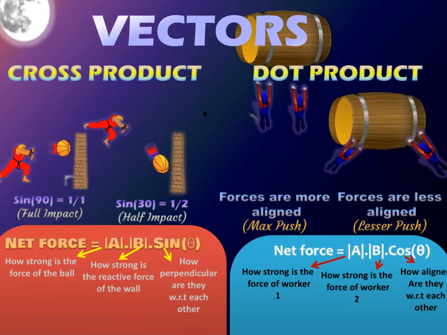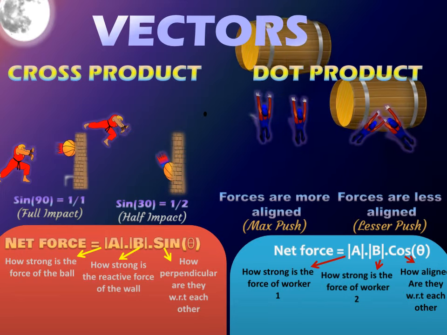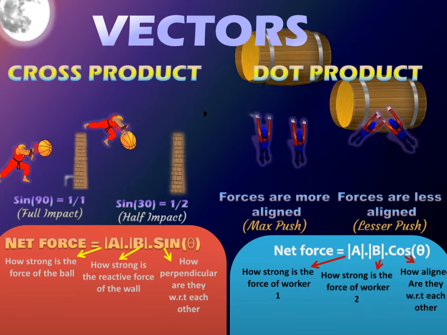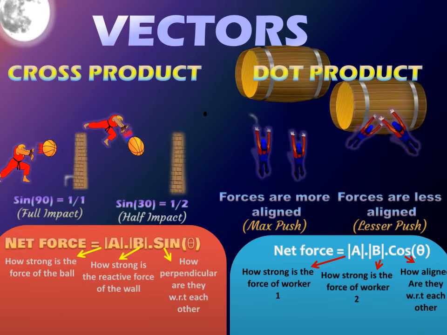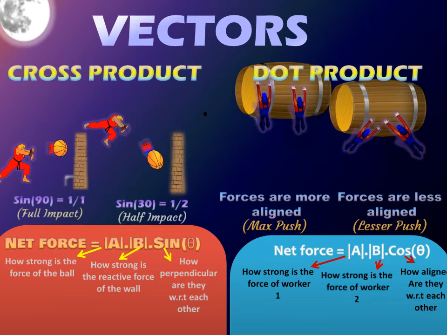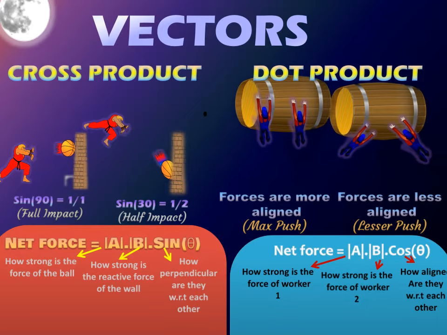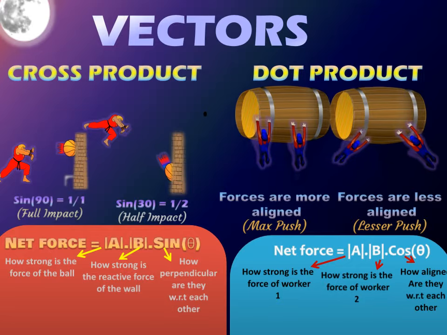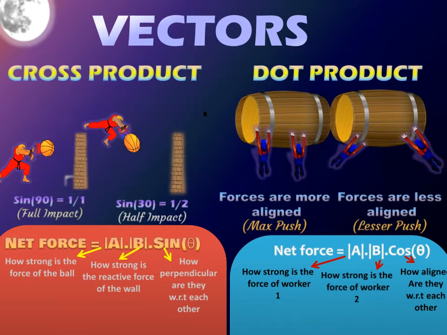Now let's come to vectors. Sine theta, as you have seen in the previous slides, is a measure of how perpendicular two forces are, and it comes into math in all those cases where the net impact is the greatest when two forces are acting at 90 degrees. So once again we have this image of the He-Man like character who is throwing the ball onto the wall at 90 degrees. This is the maximum.